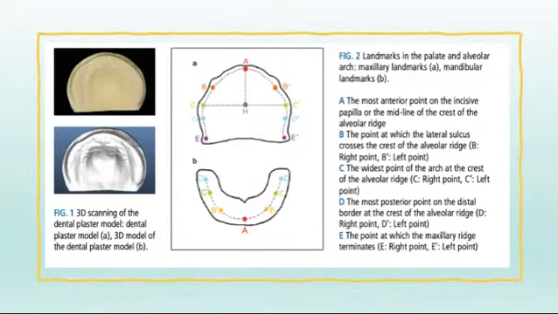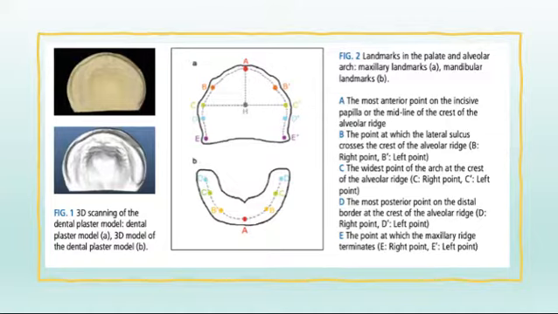Landmarks and reference plane. In figure number 1, the 3D scanned dental plaster model, A is the 3D model of the dental plaster model showing the maxilla and mandible landmarks of the palate and alveolar arch. A is the most anterior point of the incisive papilla at the midline of the crest of the alveolar ridge. B is the point of each lateral sulcus crossing the crest of the alveolar ridge: B right point and B left point.